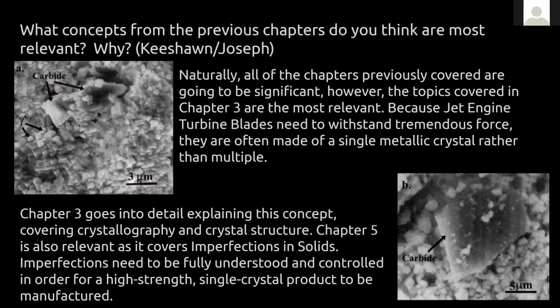Chapter 2, which discussed atomic structure and interatomic bonding, is also fundamental for this turbine part. The structure and bonds that the metals make must be understood to make a part as precise as jet turbine blades.